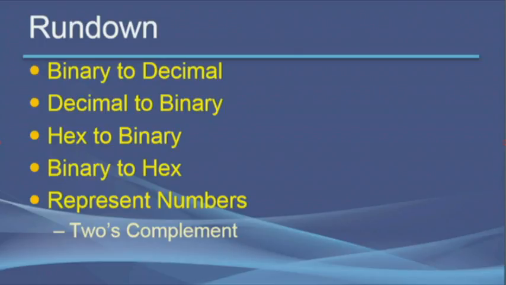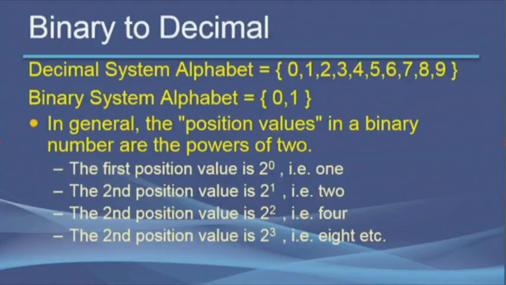So let's start with the first title, binary to decimal. As you can see, the decimal system alphabet has 10 separate digits, from 0 to 9. And the binary system alphabet has only 2 separate digits, which is 0 and 1. In general, the position value is really important when you are dealing with the binary numbering system. Basically, the position values in a binary system are the powers of 2.